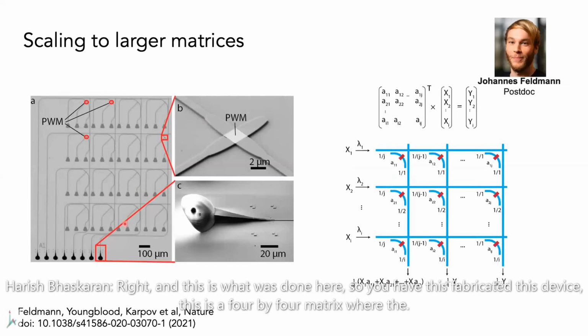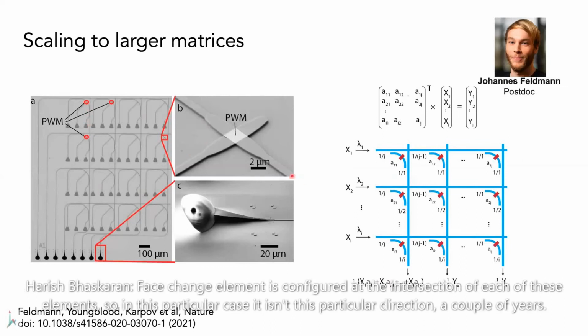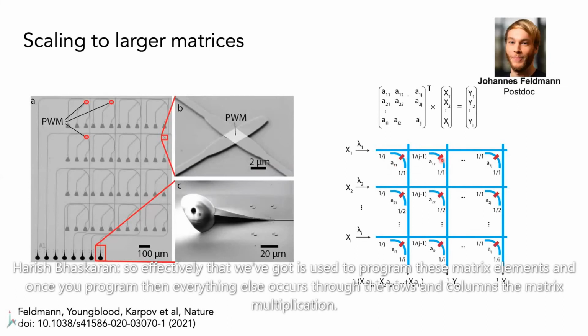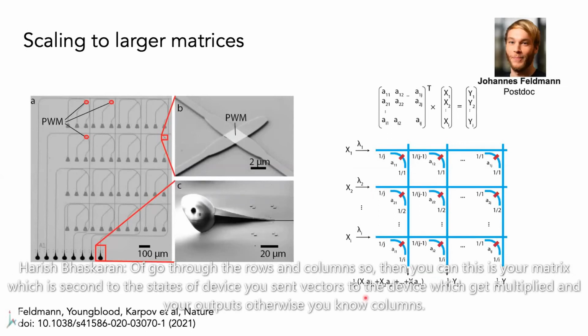This is a 4x4 matrix where the phase change element is configured at the intersection of each of these elements. So in this particular case, it is in this particular directional coupler here. And then we have another waveguide that is coupled to this phase change element here, and that waveguide is used to set the state of the device. So effectively, that waveguide is used to program these matrix elements. And once you program, then everything else occurs through the rows and the columns. The matrix multiplications occur through the rows and the columns. So this is your matrix, which is set into the states of the device. You send vectors through the device, which get multiplied, and your outputs are the Y's here along the columns, right?